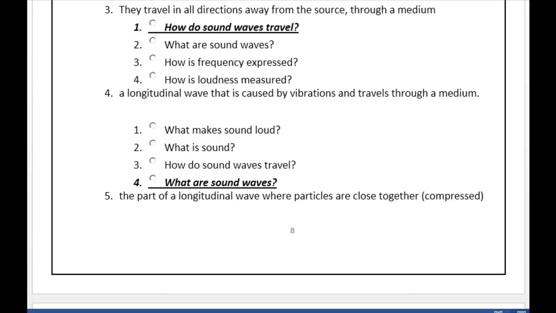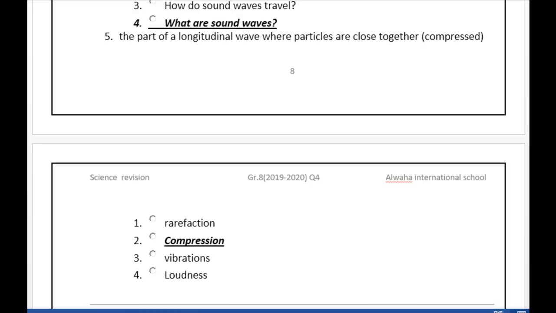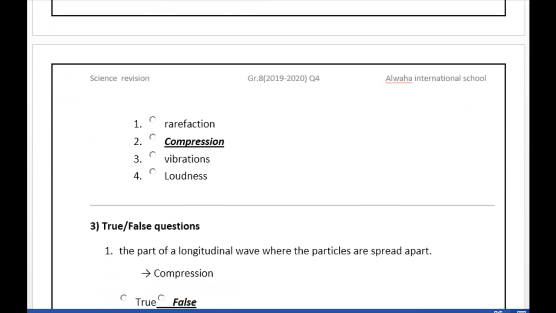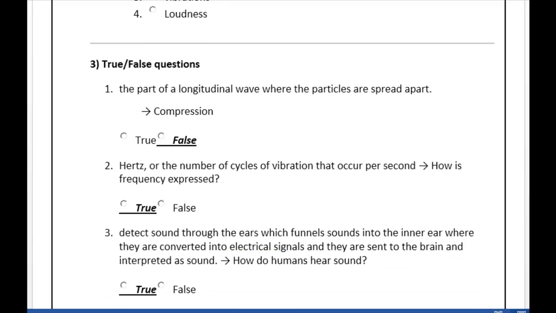Number 5, the part of the longitudinal wave where particles are close together. Is this a rarefaction or compression? Compression. Number 3, true or false. 1, the part of the longitudinal wave where the particles are spread apart. Is this a compression? No. False.